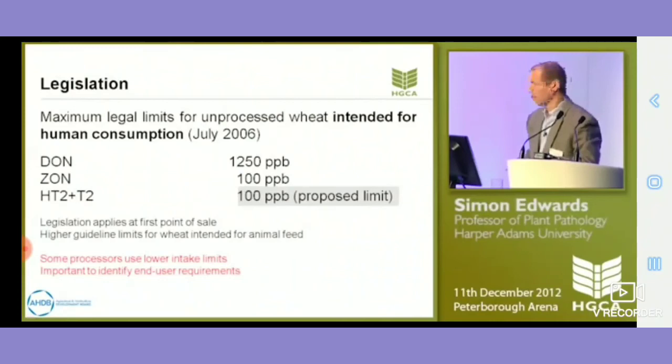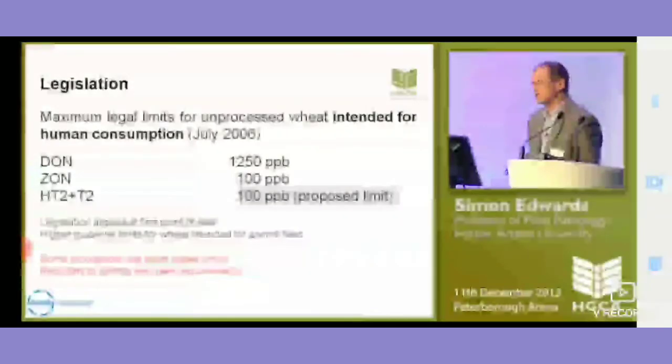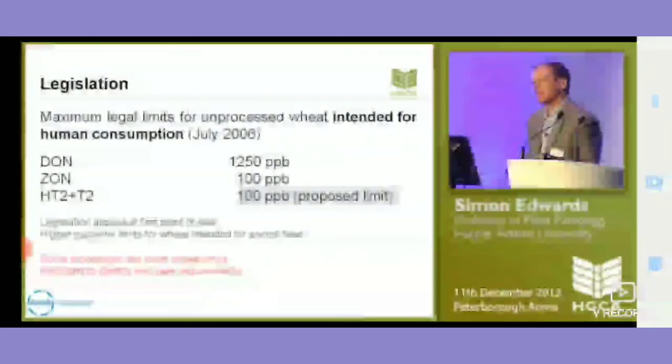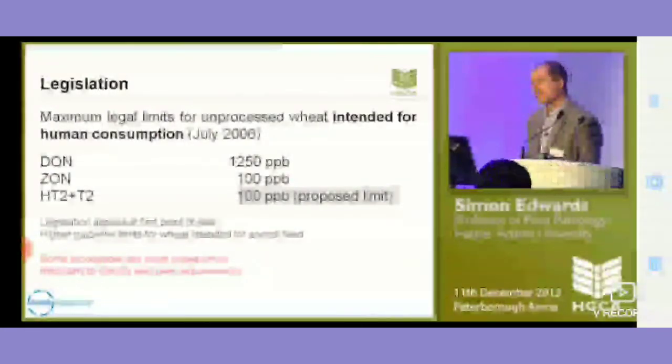So first of all, the legislation. This was actually introduced in 2006, and it's European legislation. And we have legal limits for unprocessed wheat intended for human consumption. And it's very important to be aware that within this legislation, all farmers are classed as food operators.